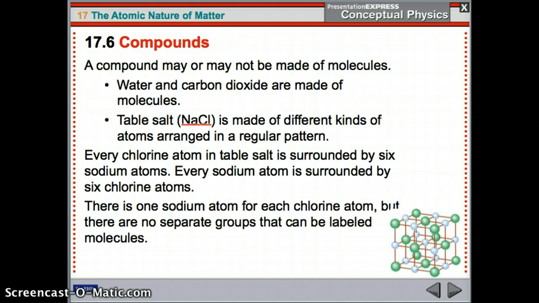A compound may or may not be molecules. It doesn't have to be a molecule to be a compound. Water and carbon dioxide, H2O and CO2, are molecules, but salt, NaCl, is made of different kinds of atoms in a regular pattern. So you'll see here, every chlorine atom, this green one, is surrounded by 6 sodium atoms. So it's totally surrounded by sodium. And every sodium is surrounded by 6 chlorine. It's a repeating pattern, and if you looked at the whole thing, it would continue to repeat, but there's not one molecule in here.